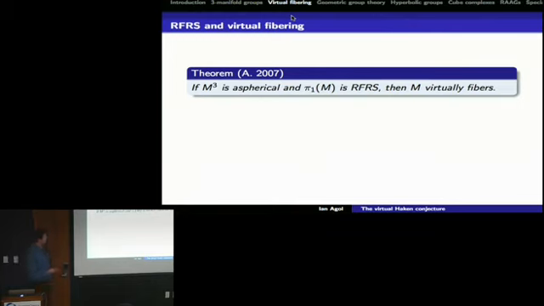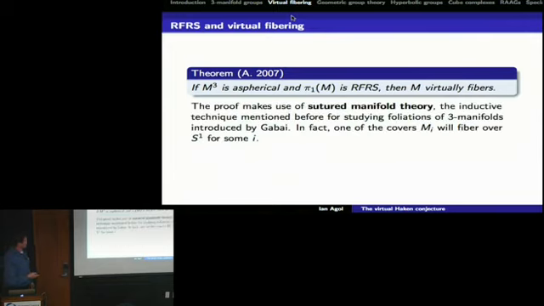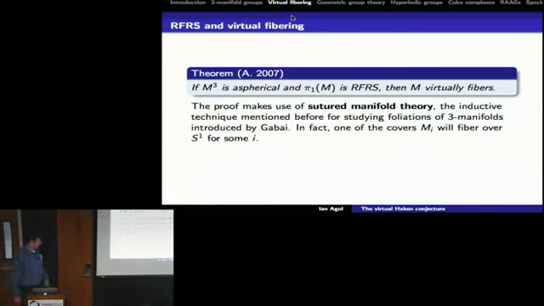What I proved in 2007 is that if you have an aspherical three-manifold, like a hyperbolic three-manifold, and its fundamental group satisfies this residual solvability condition, then the manifold has a finite-sheeted cover that fibers. In particular, one of these Mi's that I indicated on the previous slide will fiber over the circle for some i. The proof makes use of the sutured manifold theory of Dave Gabai, a method for studying foliations.